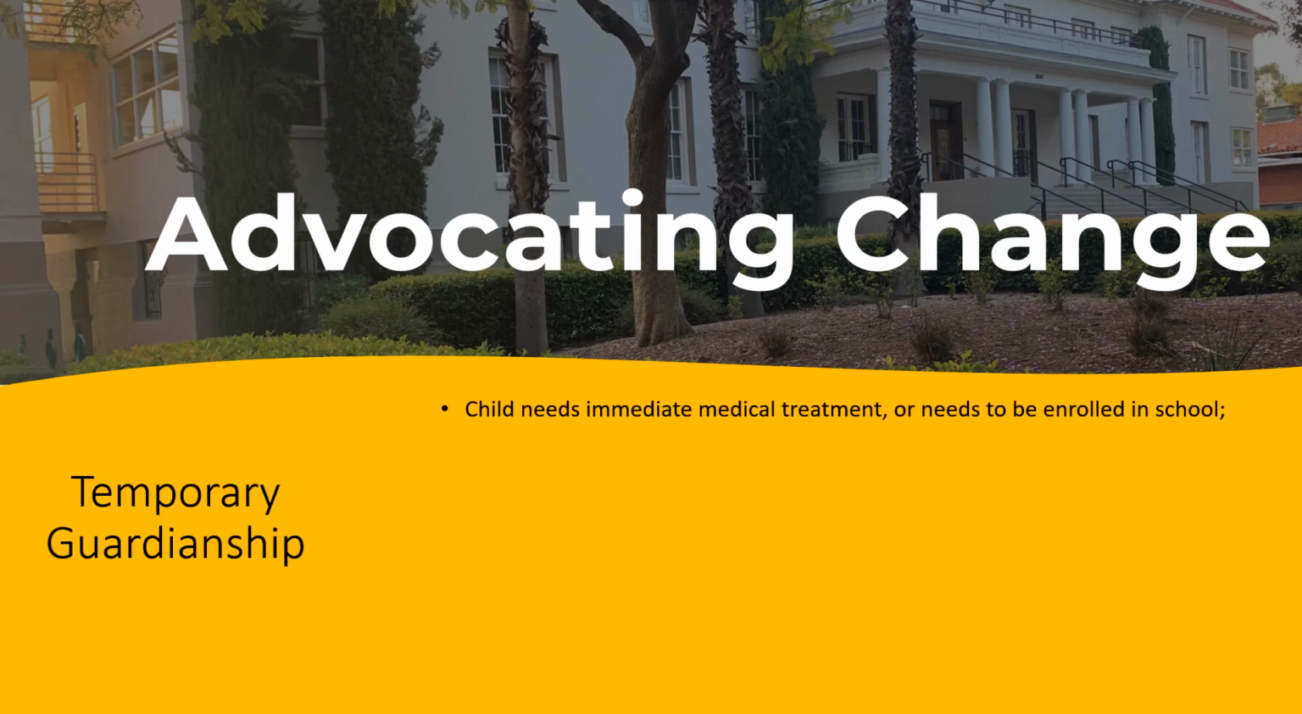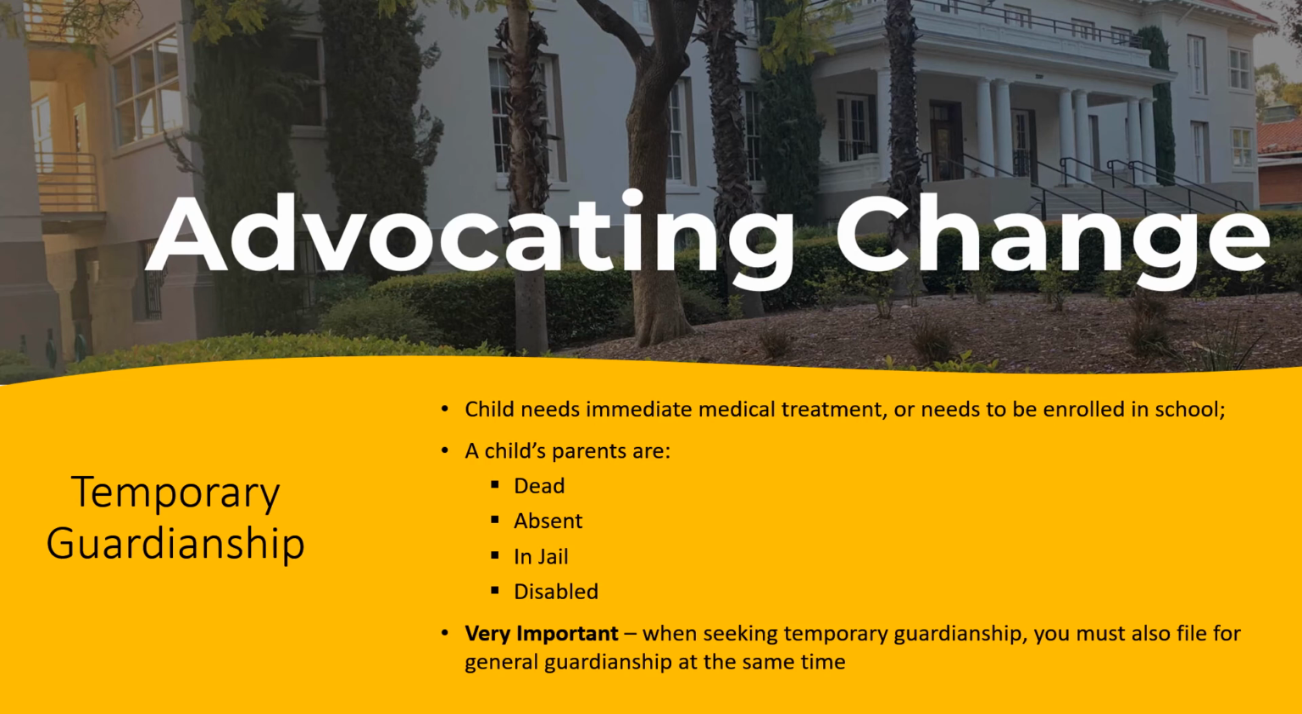There are some situations when temporary guardianship may be necessary. For example, in cases where a child needs immediate medical treatment or needs to be enrolled in school, or if a child's parents are dead, absent, in jail, or in some other way disabled. In these types of situations, temporary guardianship may be necessary, and a temporary guardian must be put in place as soon as possible. It is very important to note that when seeking temporary guardianship, you must also file for general guardianship at the same time. Temporary guardianship will be quickly obtained because the courts will respond to serve the best interests of the child. But the process of general guardianship must also take place as well.